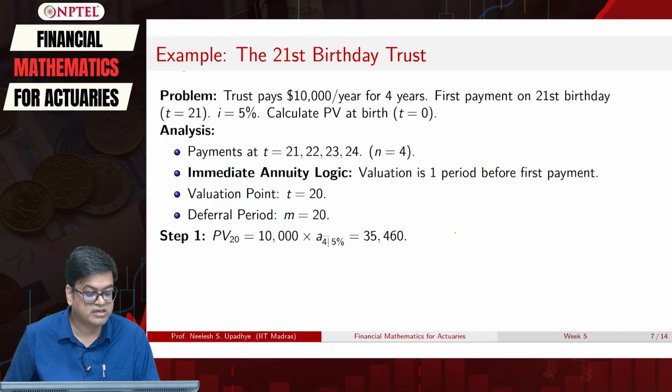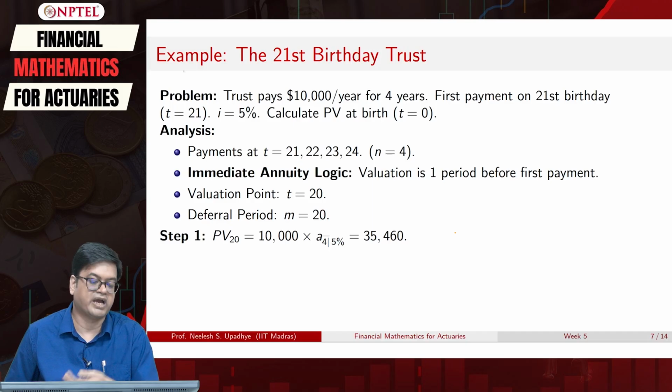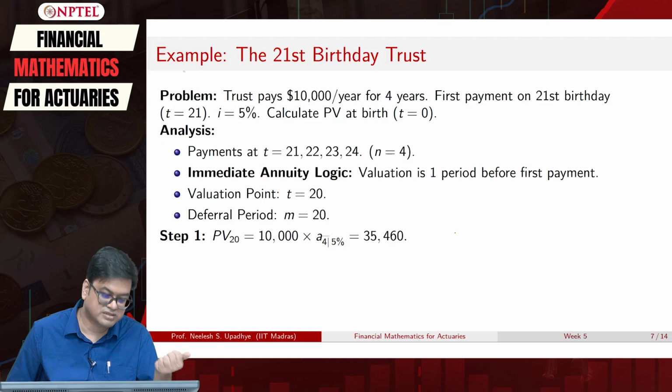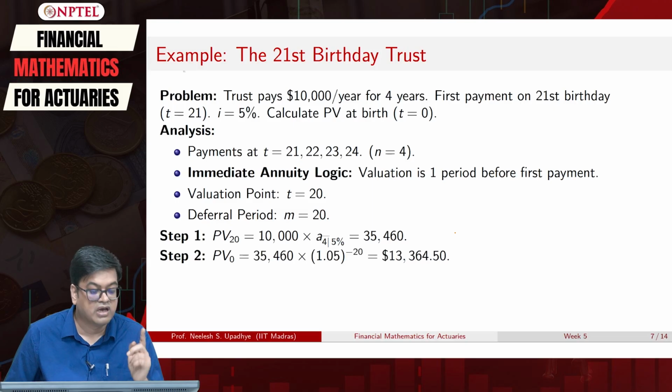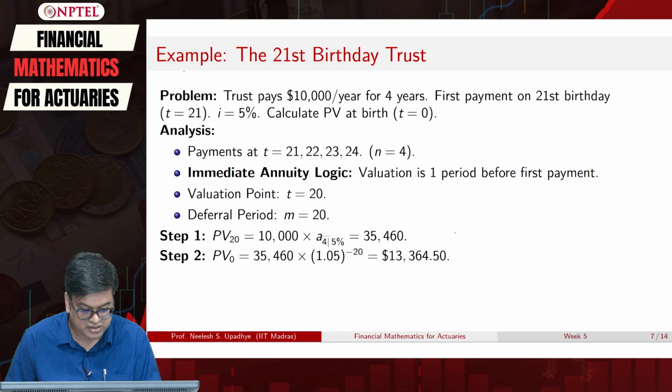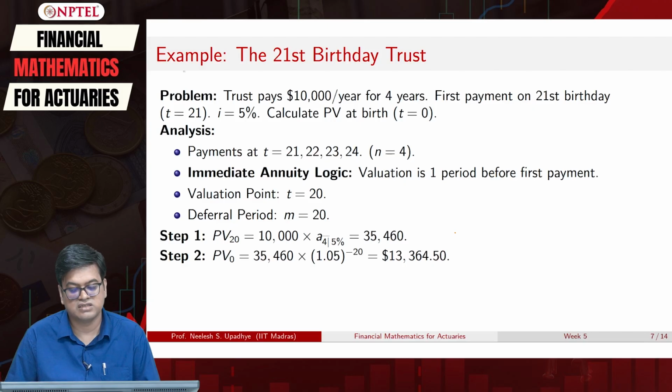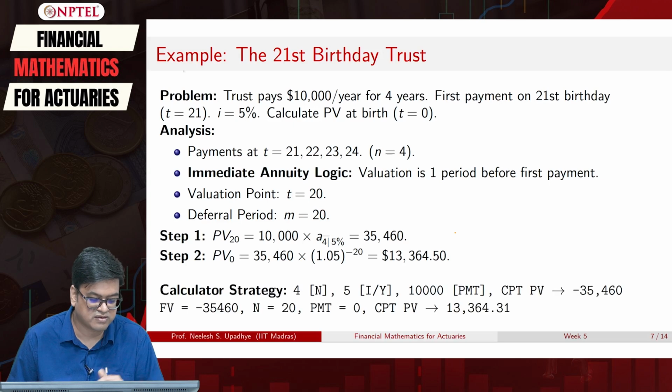And then what I need to do? I need to bring this back 20 years to time point 0. So PV at 0 will be 35,460 times 1 upon 1.05 raised to 20. This is what it is, right. So that gives me the answer 13,364.50.